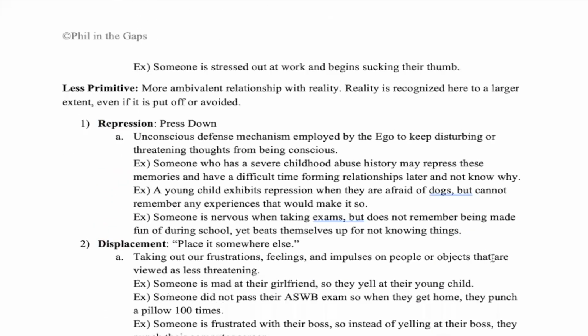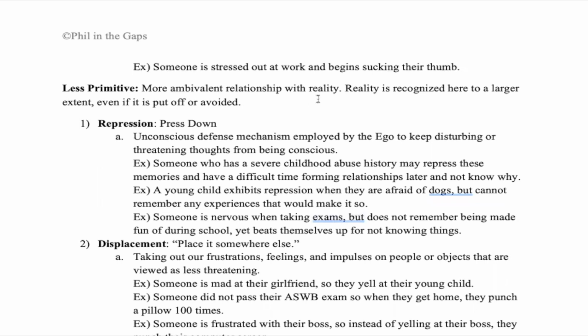In the last example, someone is stressed out at work and begins sucking their thumb. You wouldn't expect somebody to be sucking their thumb, but regression is where you go back to what was a previously appropriately developmental coping skill, but it's coming back out of nowhere.